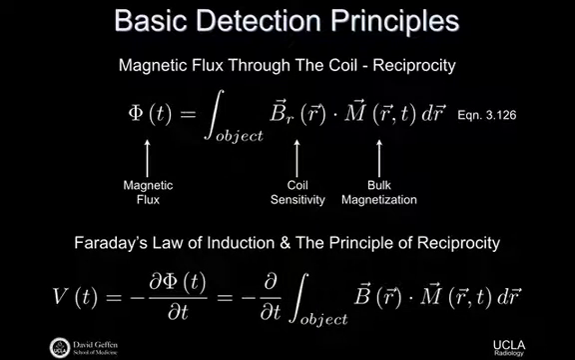So back to this expression here, we said what we're really interested in is the magnetic flux, and that's related to the coil sensitivity and its dot product with the bulk magnetization, not just transverse, but the whole bulk magnetization. And we know Faraday's law of induction, if we take into account also this principle of reciprocity, we can get a voltage expression, which just says what we care about is the partial derivative of this integral, which comes out of the dependence on the coil sensitivity and the bulk magnetization. And so what we need to do is really pick apart this expression to really understand what this voltage signal looks like so we can do some things with it to make it a more useful signal, ultimately getting us to k-space. Okay?